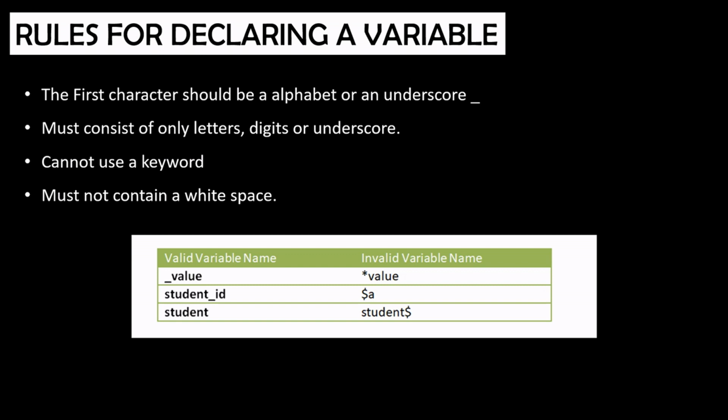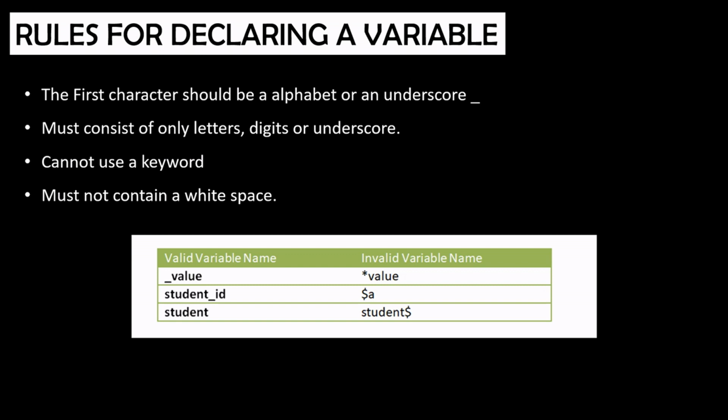The second rule says that the variable must only consist of alphabets, numbers, and underscore, which means no usage of special characters like dollar, star, hashtag, or any other symbols. Using any other symbols is invalid. Here in these rules, numbers are only allowed after the first character, which is either an alphabet or an underscore. Using numbers at the start is invalid.